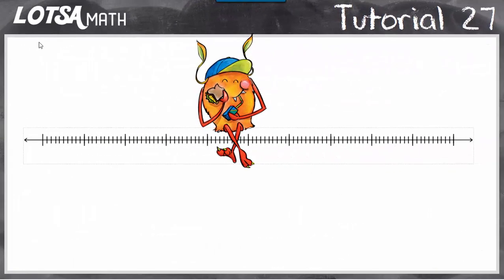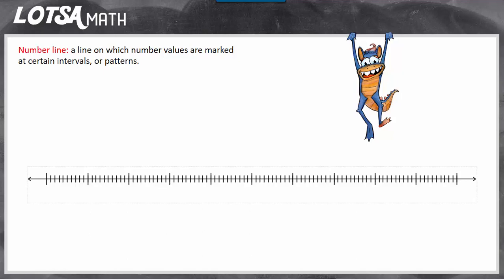We're going to take a few minutes to learn about number lines. But first, let's go over some vocabulary that goes with number lines. A number line is just a line on which number values are marked at certain intervals or patterns.